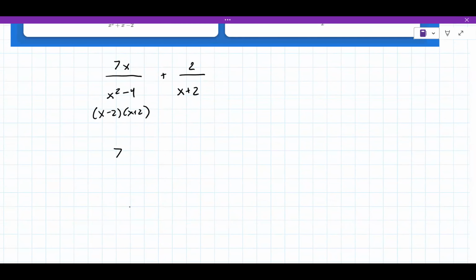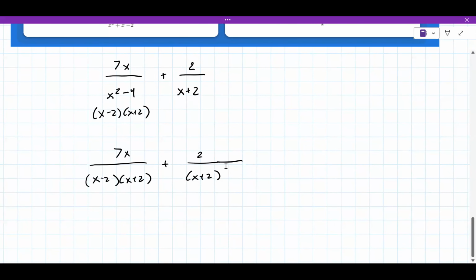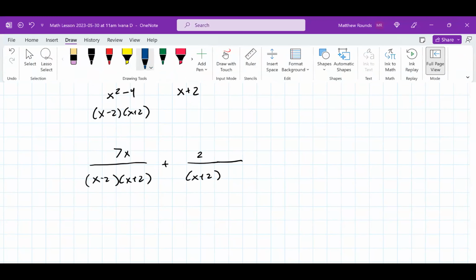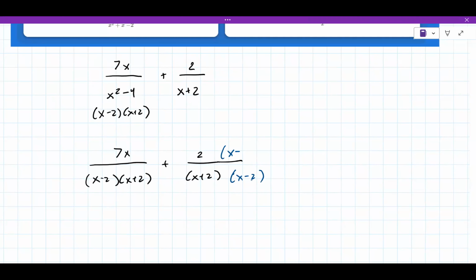The way this works, I'll just rewrite it here. 7x over x minus 2, x plus 2, plus 2 over x plus 2. You look at what's on the left here and you say, okay, what is missing? What does the left have that the right does not have? Just looking at the bottom. It has another parentheses. Okay, and what's inside the parentheses? x plus 2. You already have that though. What is missing? An x minus 2. Yes. So we're going to put x minus 2 here and x minus 2 here.